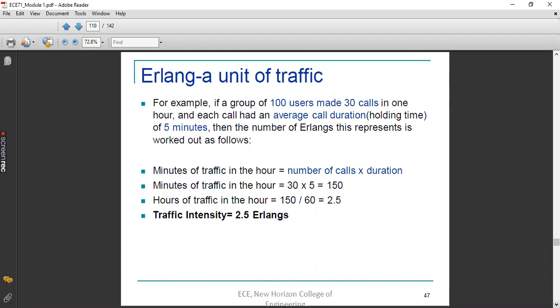Clear? Any doubts? Kindly take down this example.